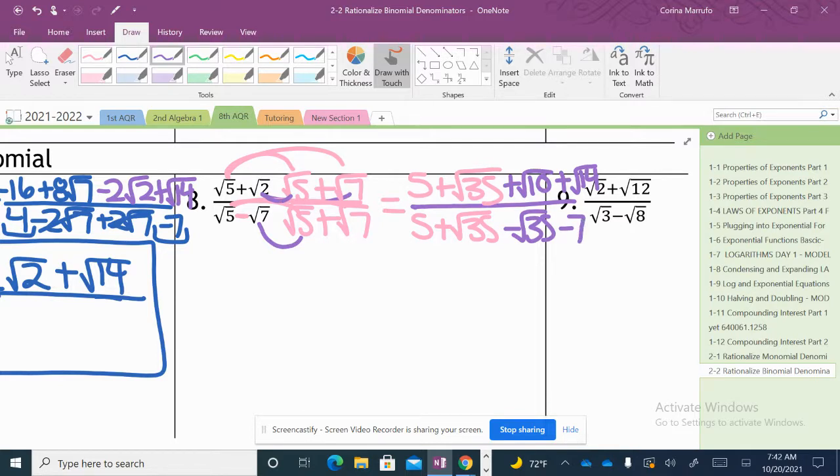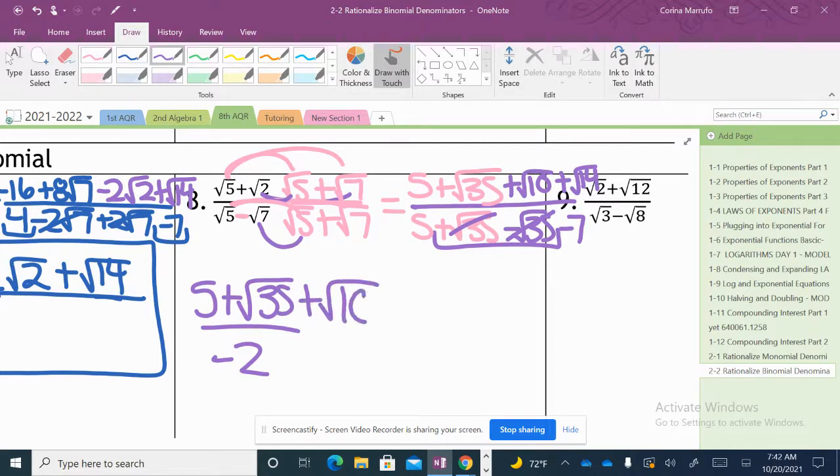Okay, so then when we simplify, these two end up canceling each other out, and 5 minus 7 gives me negative 2. So that's what goes on bottom. On the top, it doesn't look like anything simplifies or cancels out because we have plus the square root of 35, plus the square root of 10.